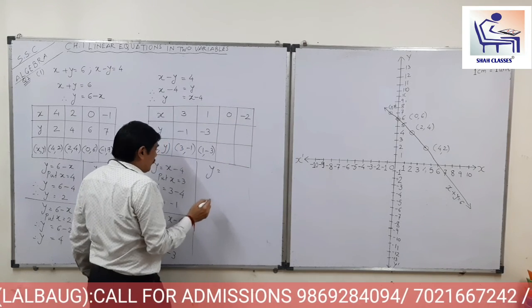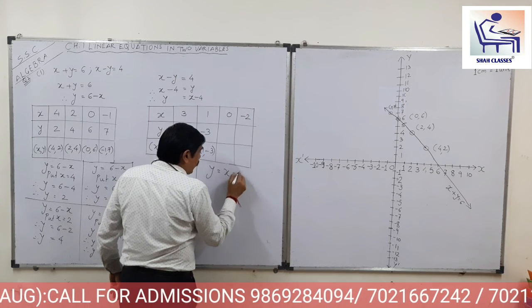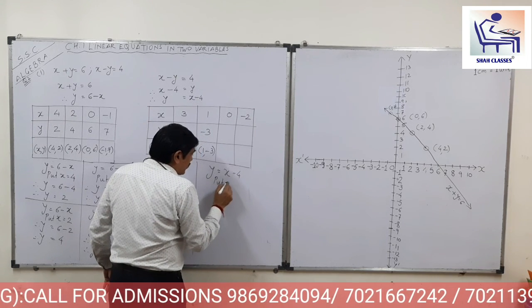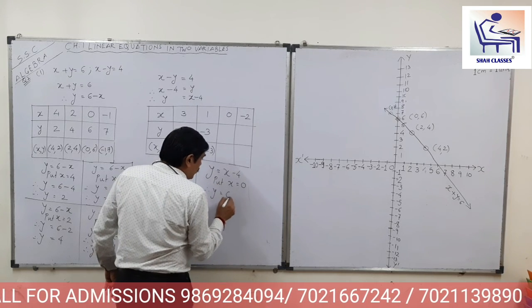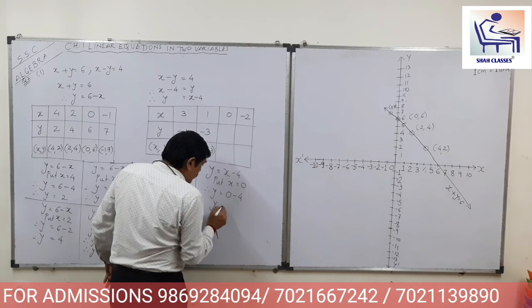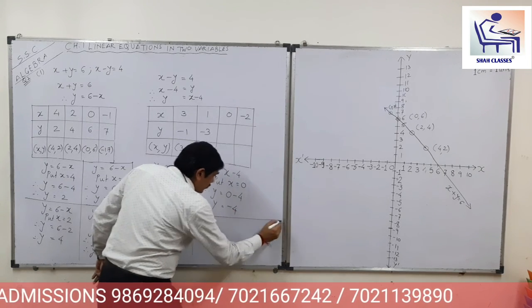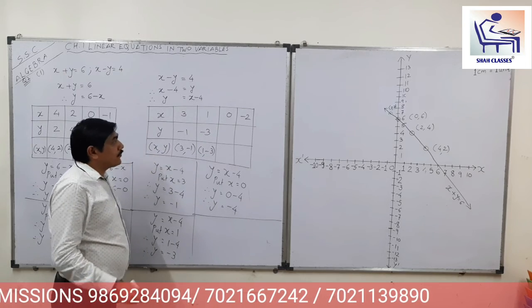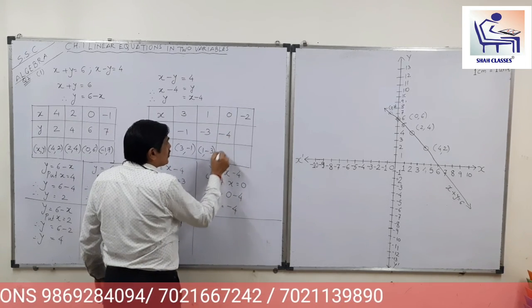We have to find out the third value. y is equal to x minus 4. Put x is equal to 0. Therefore y is equal to 0 minus 4. 0 doesn't have any value. So minus 4. So when the value of x is 0, the value of y is -4.